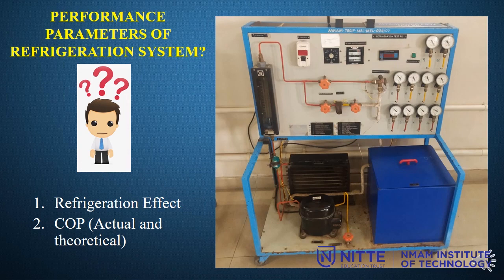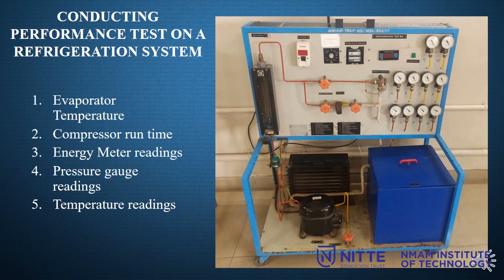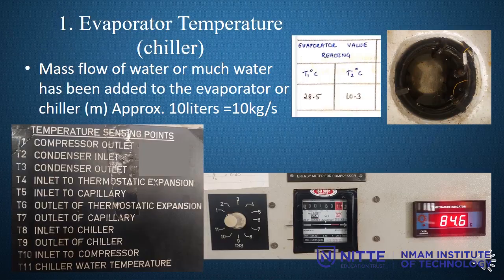We will find the refrigeration effect and the COP. Let us see the procedure step by step. First, in the refrigeration experimental setup, before switching on the compressor, the experimental setup is switched on, and the evaporator temperature is taken first. So the evaporator temperature first is T1, it is 28.5 degrees Celsius.